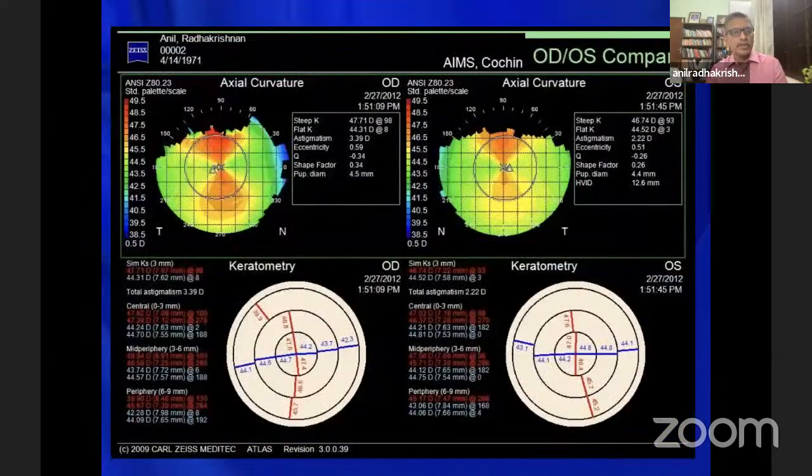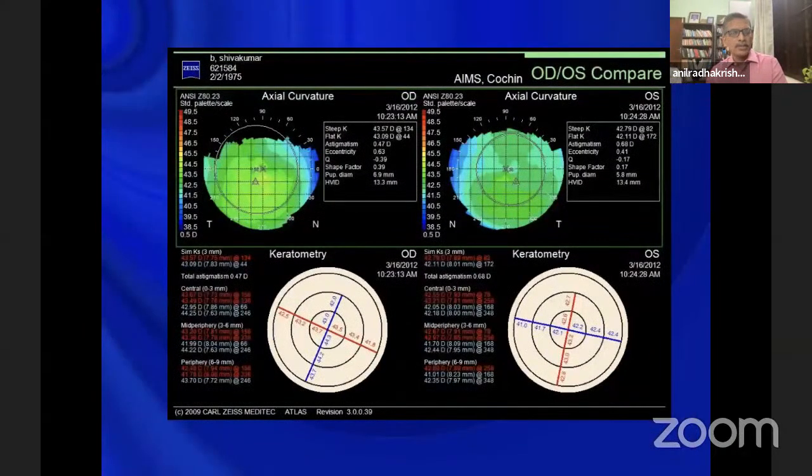In contrast to this, this is my own topography in which I have astigmatism. So there is a symmetrical bow tie pattern. The way you look at it is you should look at the K values, then look at the astigmatism, which is about 3.39 in the cornea, and look at the steepest value over here. It is coming to around 48 or so. So all these parameters are well within normal limits.